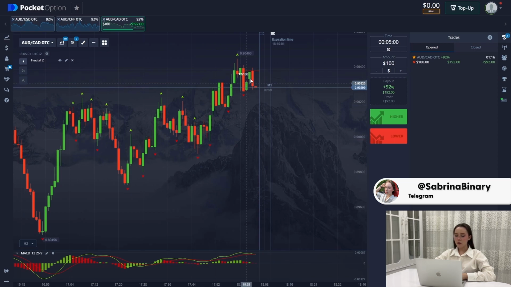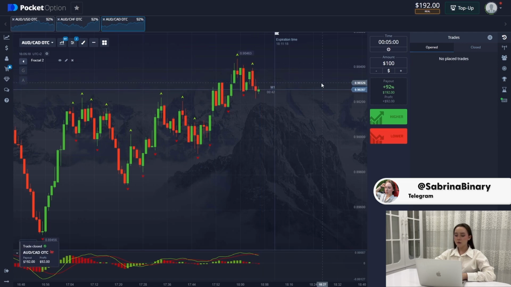And now we have formed one of the last candles, and we have updated the fractal upwards, and there are only a few seconds left till the end of our deal. And our deal closed in plus, and the profit is $92, and we are moving on to our next currency pair.